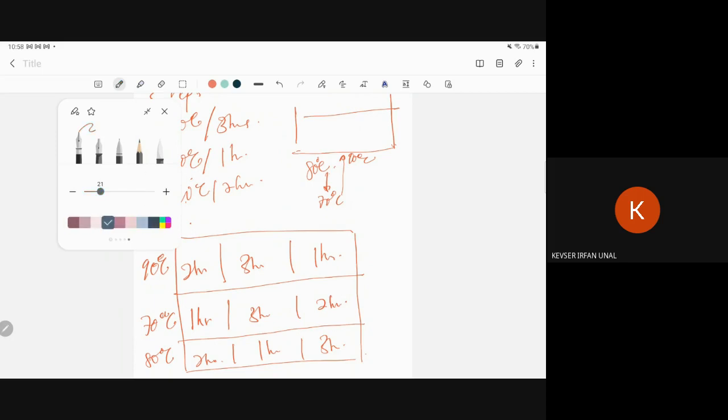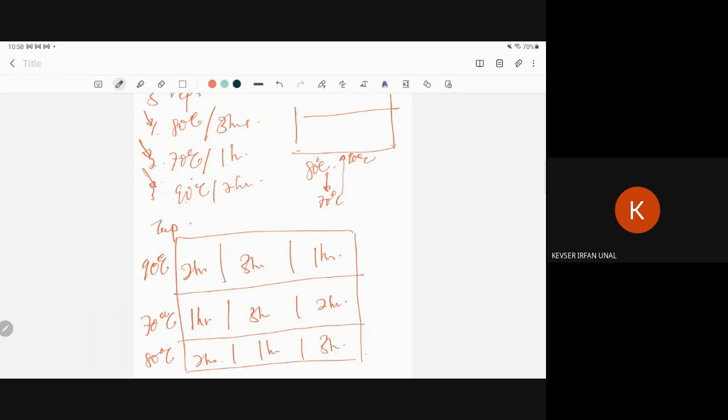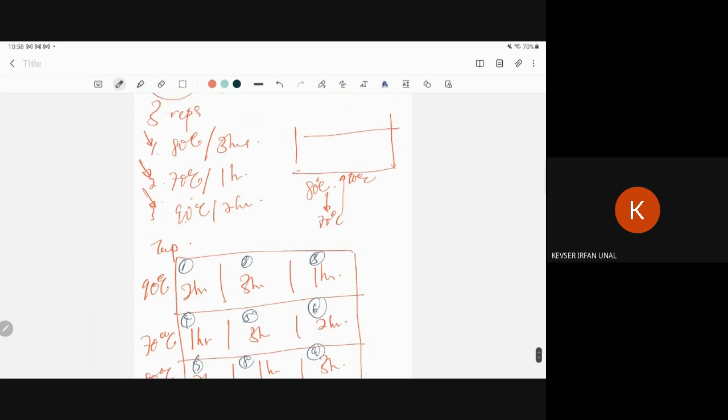Okay. So for this one, your run order is, okay, first is this one, number 1, 2, 3, 4, 5, 6, 7, 8, 9. Okay. So for the first one, it is 90. So what you need to do is set it at 90.